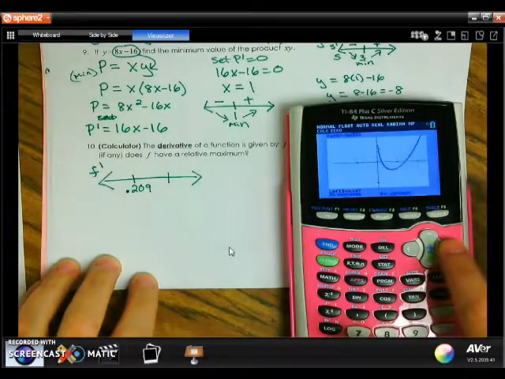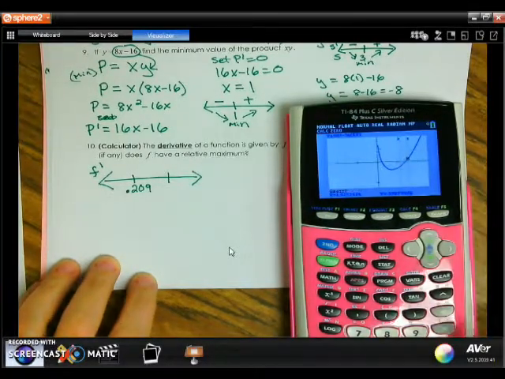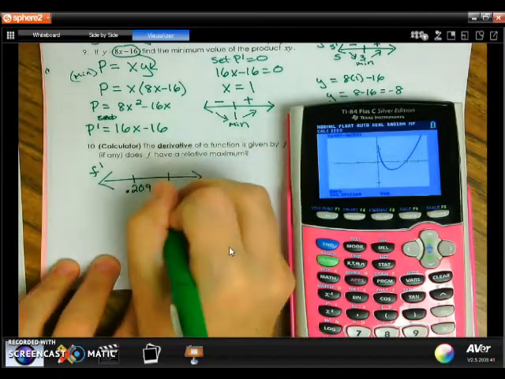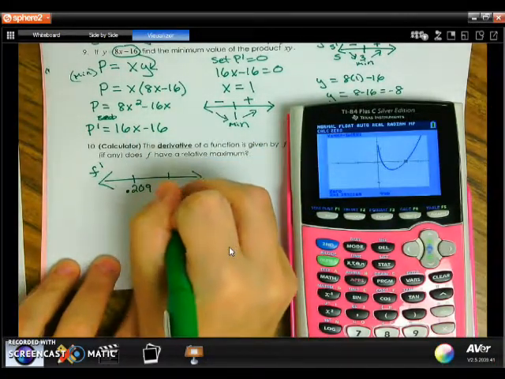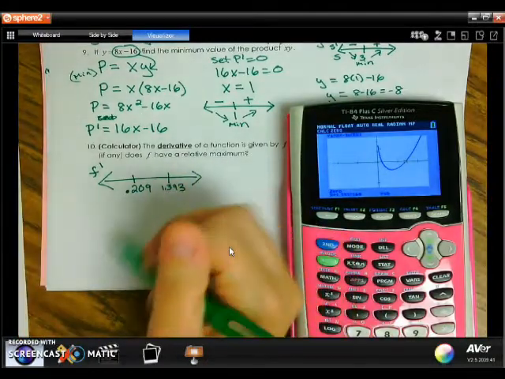And then it looks like there's another spot, so you hit second, trace, zeros again. So I arrow over till I'm just near it, and I hit enter. Then I arrow to the other side of it, and I hit enter twice. And this time, it tells me I am at 1.393.